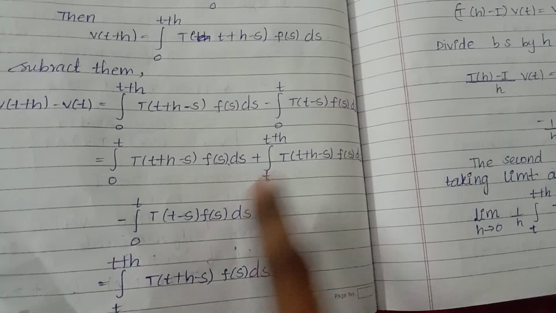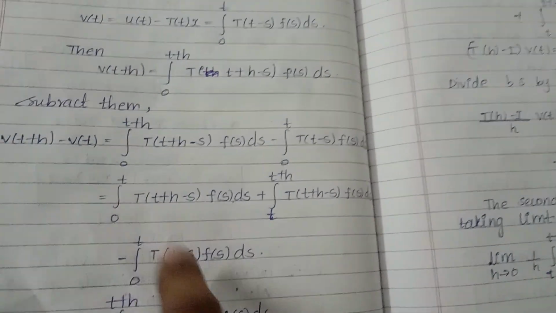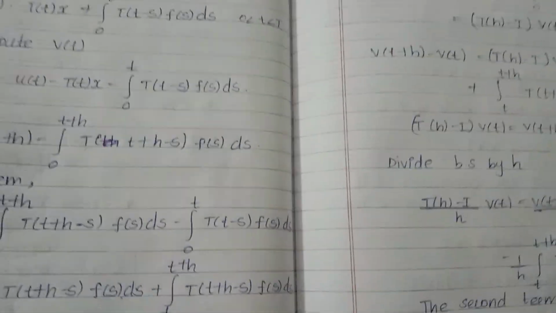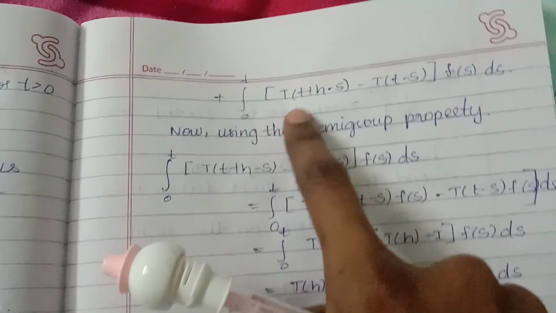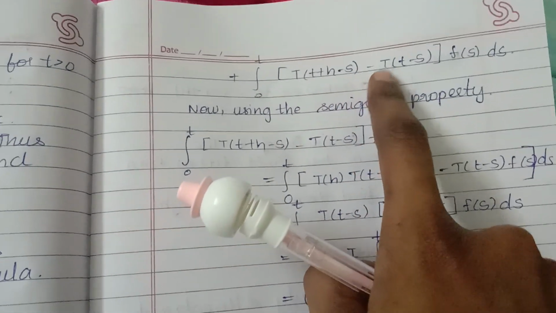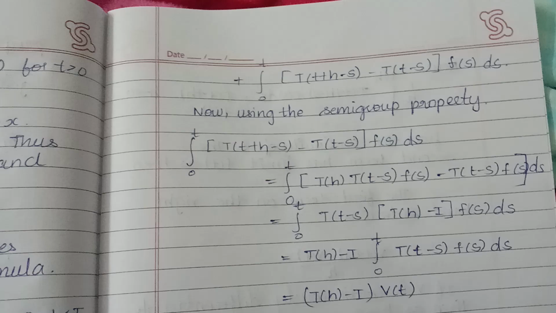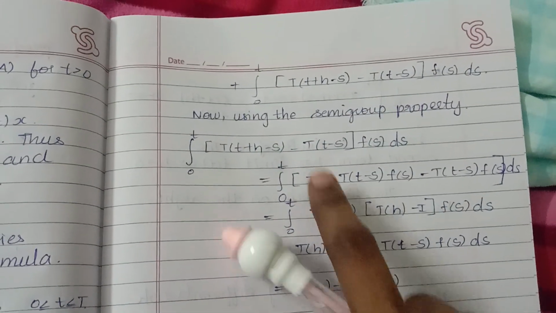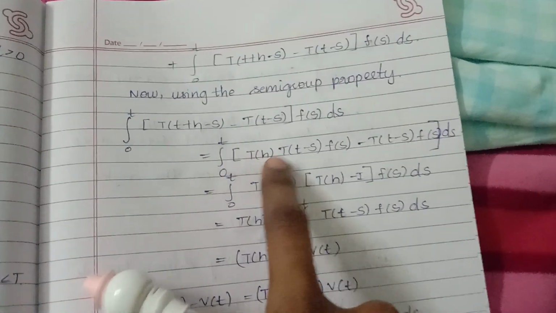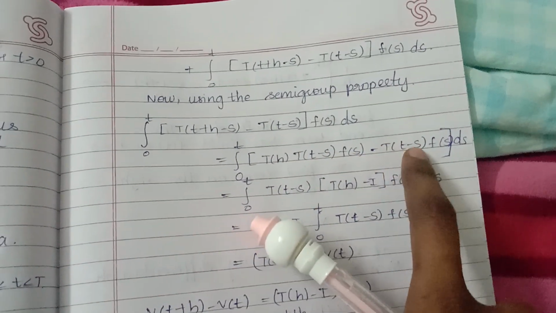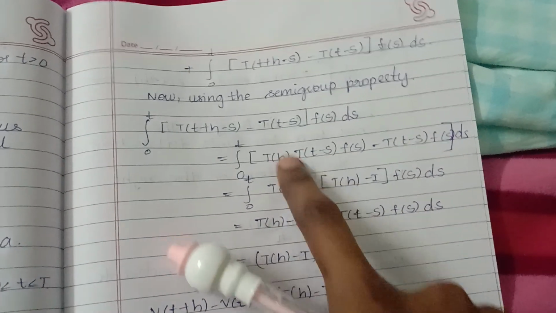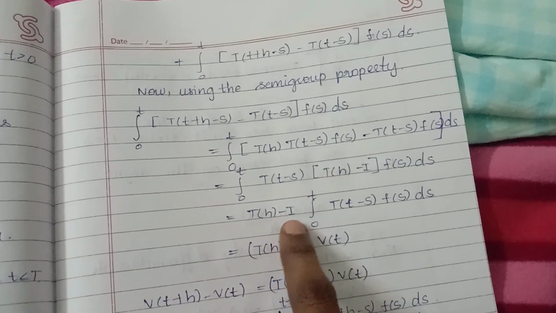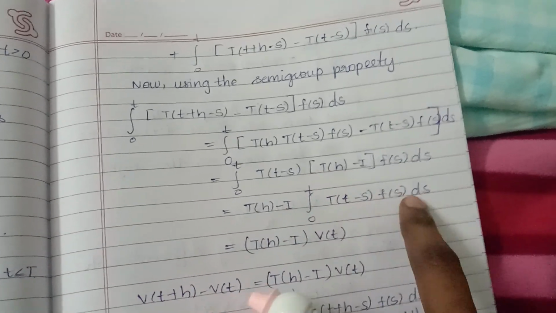So take this interval first, and combine this interval. So the integral from 0 to t of T of t plus h minus s minus T of t minus s, f of s ds. By using the semigroup property, we know that this can be split into T of h times T of t minus s minus T of t minus s, f of s ds. If we take T of t minus s as common, we get T of h minus I, f of s ds. So T of h minus I, integral 0 to t of T of t minus s f of s ds.